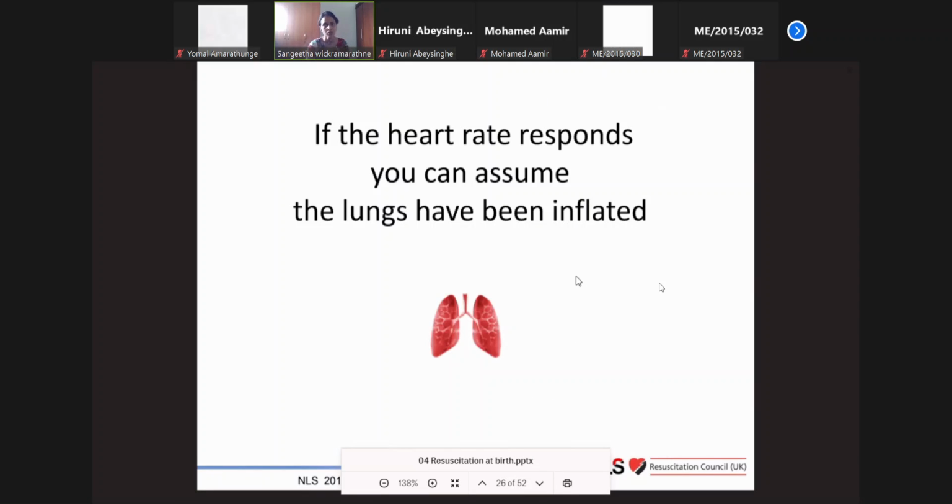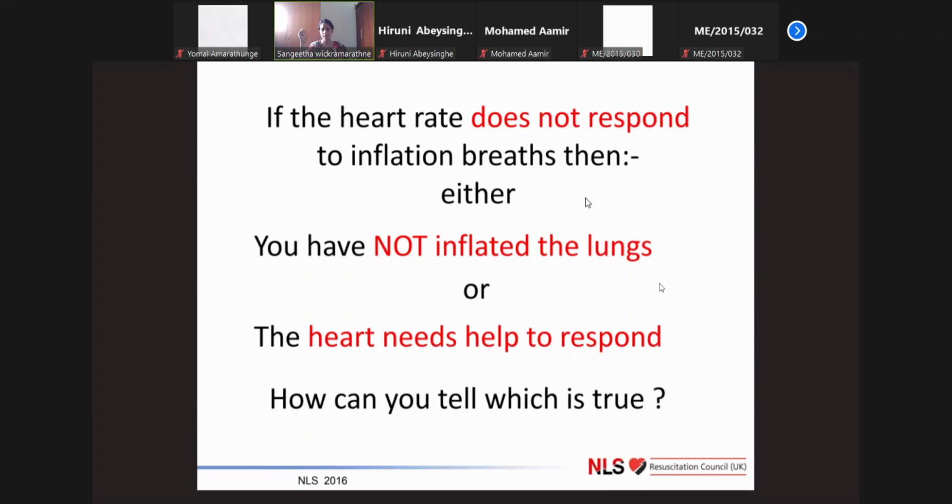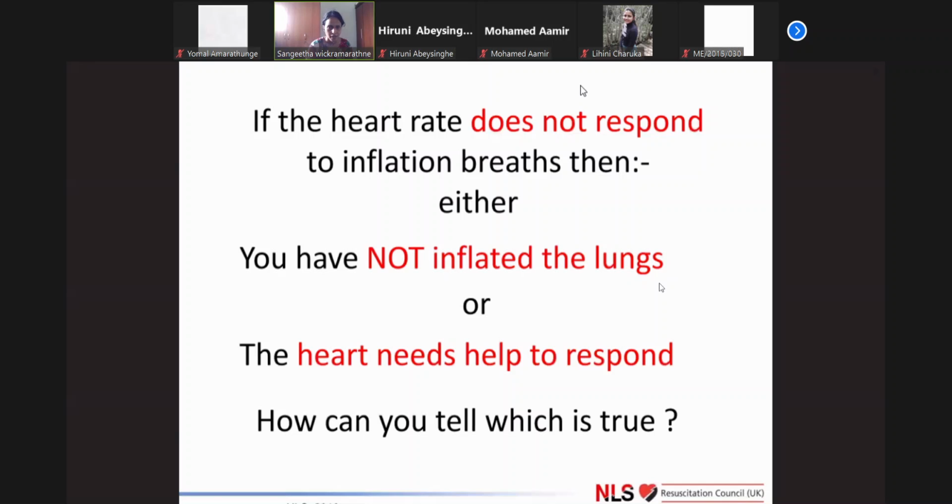If the heart rate picks up, you know the lungs are inflated anyway. You still have to observe for chest expansion. If the heart rate does not respond, there can be two reasons. So now you have given 5 inflation breaths, and still the heart rate did not respond. But it can be, any idea? Any cardiac cause, madam? Yes, there is a possibility of a cardiac cause. That's rare though. Common scenario?